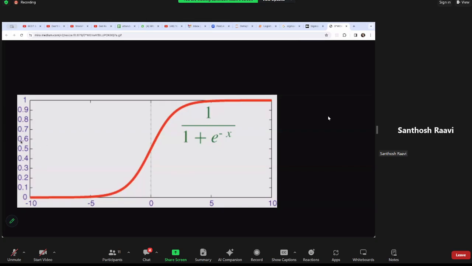If you want to have high confidence, you can go with 0.6, 0.7, that kind of thing as well. It's your wish, based on the problem statement and based on the accuracy you are getting.